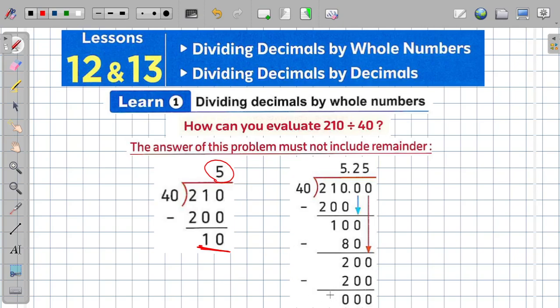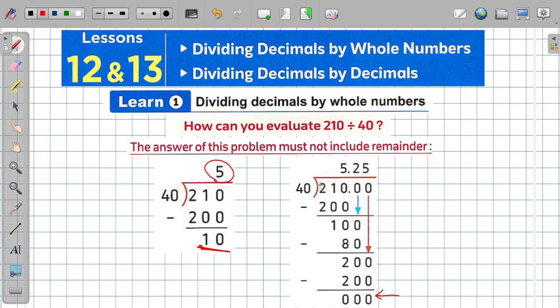So I stopped when I reached no remainder. I don't want any remainder with my answer. So I continued by putting a decimal point, and after that I put some zeros next to the decimal point. So the answer will be 5.25.